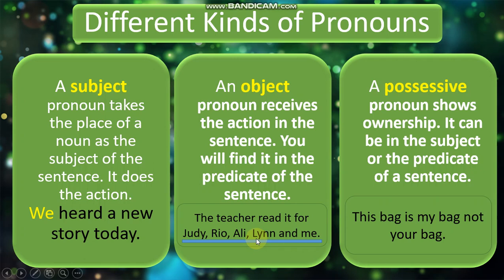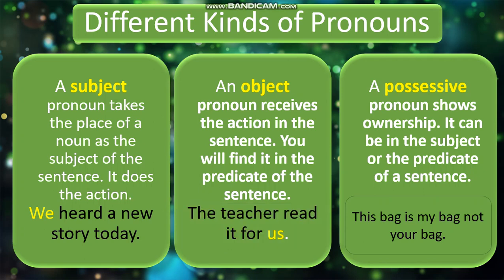Now I have to replace this with a pronoun. What part of the sentence is this? Is it the subject part or the predicate part? It is the predicate because what's the subject? The teacher. So now let's replace it with a pronoun. The teacher read it for us. So where is our object pronoun? Right here, us. It comes in the predicate part of the sentence. And who's the subject? The teacher.